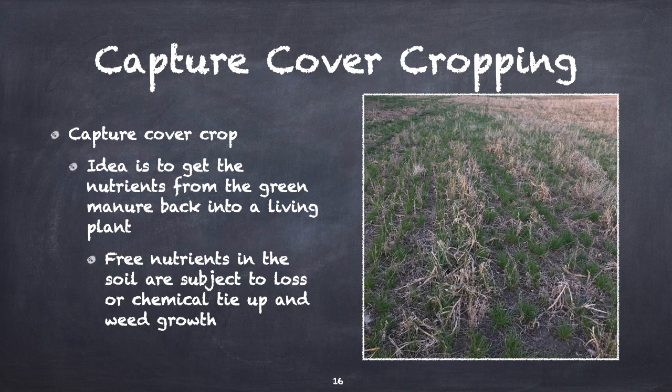So with this capture cover crop, the idea is to get the nutrients from that green manure back into the living plant. Tie up those free nutrients in the soil, so we're not going to lose them or have a chemical tie up. In the case of phosphate, if we have phosphate sitting free in the soil, what's going to happen is it's going to bind with the calcium. And those calcium phosphate bonds are really, really strong. So we don't want to lose it to that fraction.